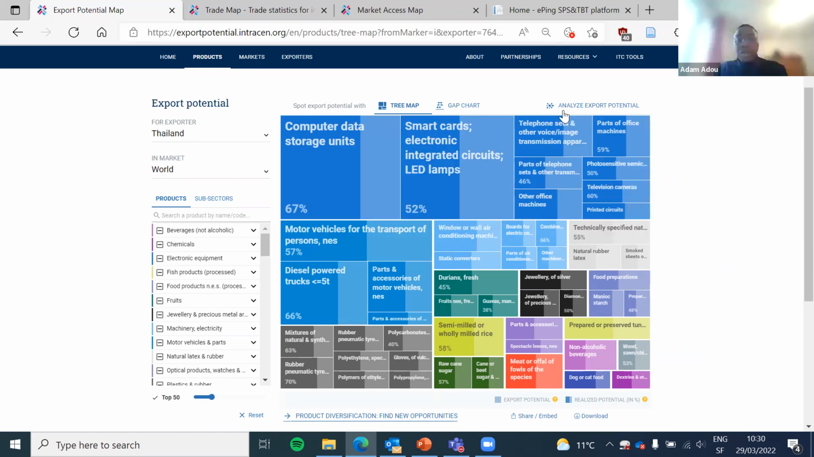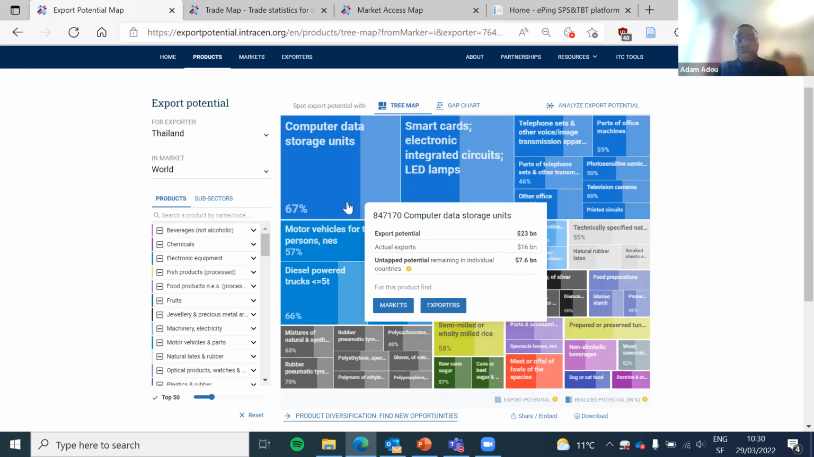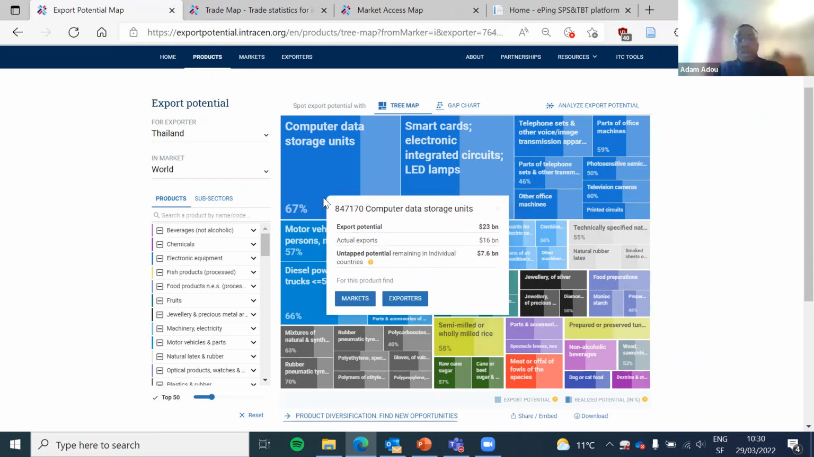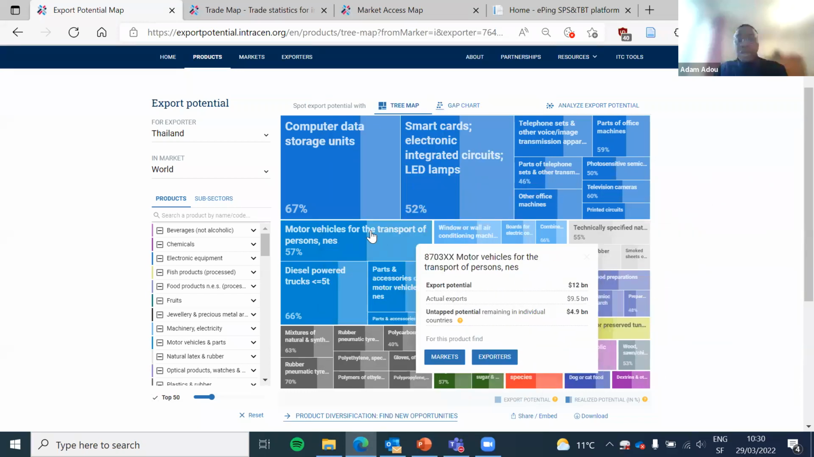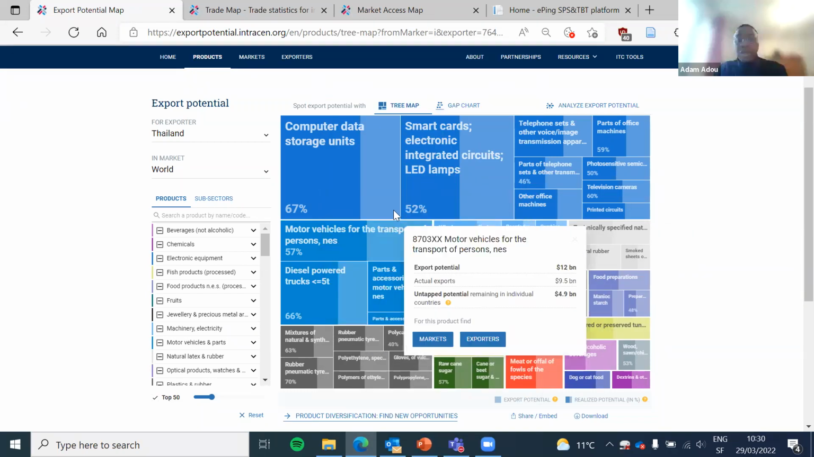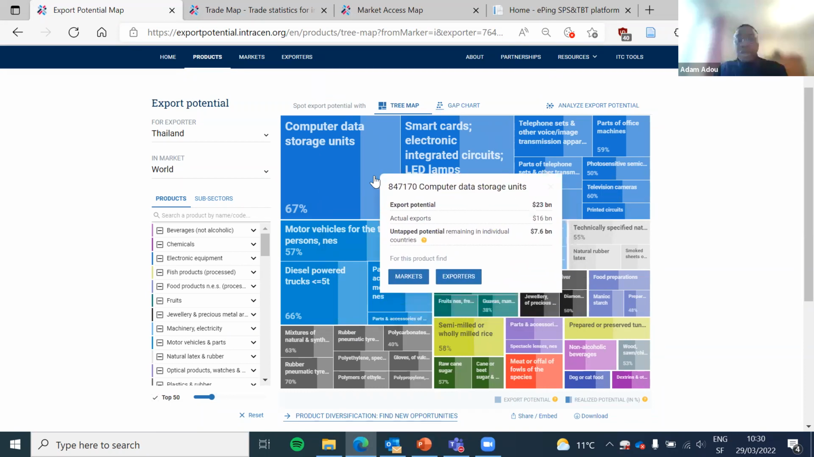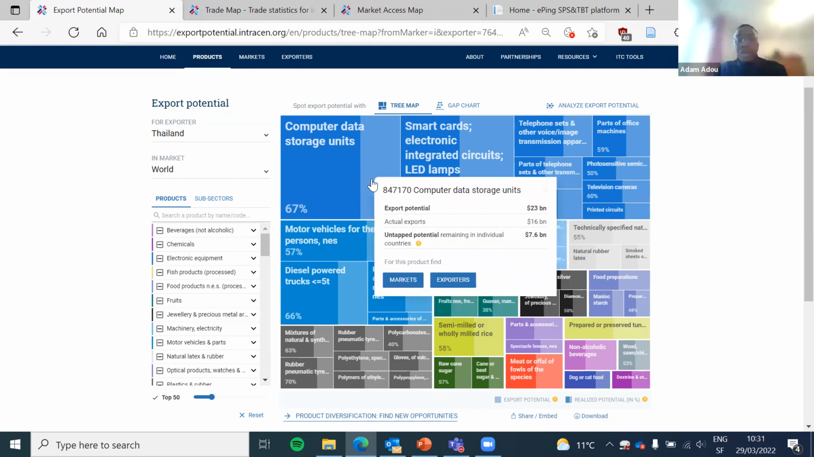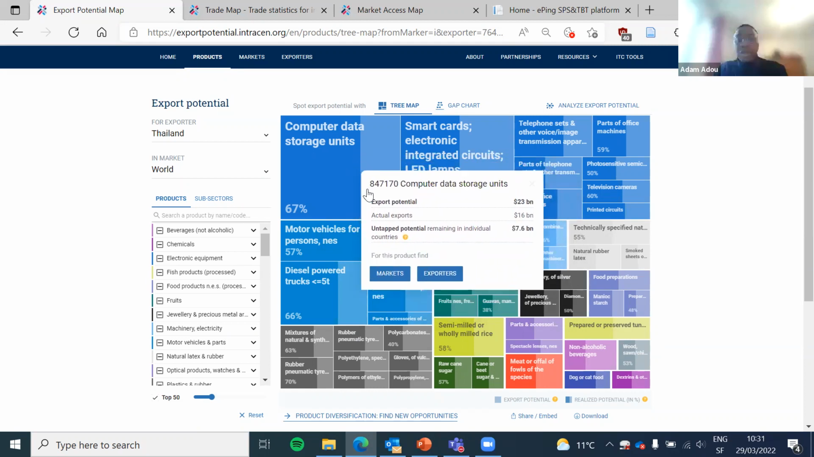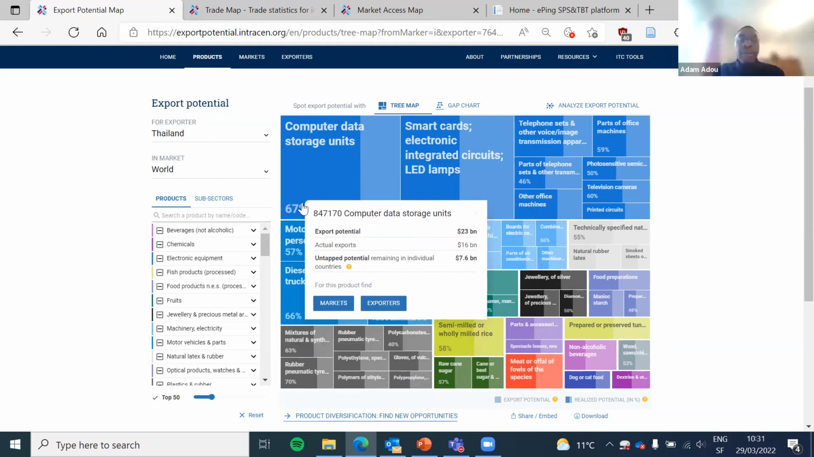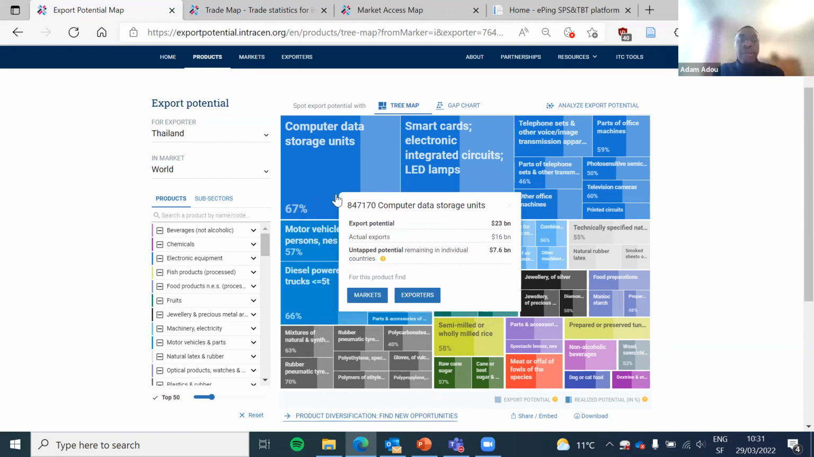So you have 2 different types of visualization. The first one shows you the list of products. In dark blue is what Thailand is actually performing in terms of export value for this product, and in light blue is the untapped potential of Thailand for computer data storage units. You see here a percentage, which corresponds to the actual export regarding the full export potential of Thailand.